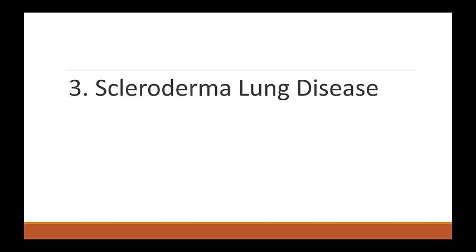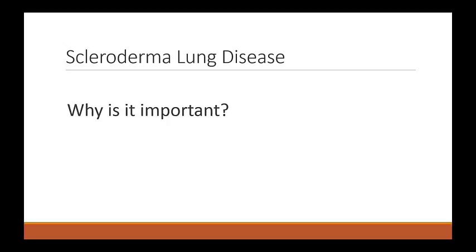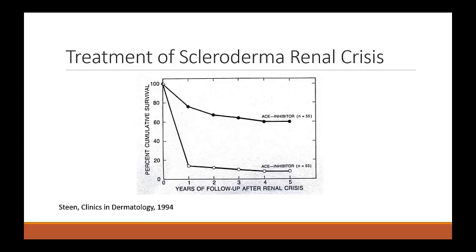And this is the crux of our topic, which is lung disease. So the question is, why is this important, and why are we talking about this today? To answer that, we need to go back a little bit in time and realize that what drove mortality a long time ago with regards to scleroderma used to be the renal crisis that used to occur.